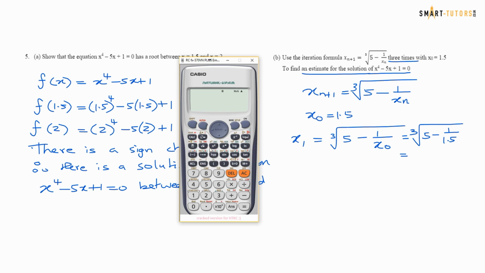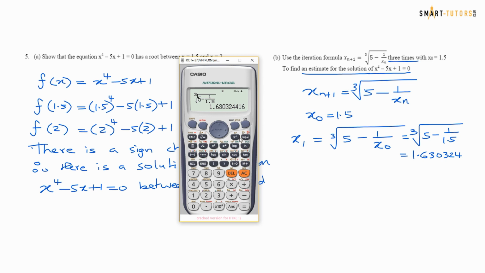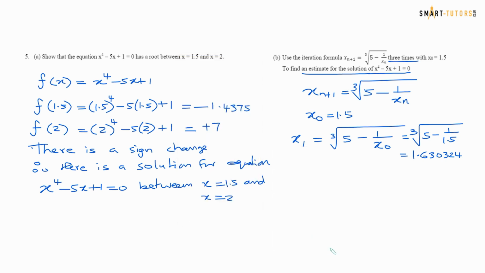For the cube root, it is shift and this button. Cube root of 5 minus fraction button 1 over 1.5. That gives an answer 1.630324. So the answer is 1.630324.